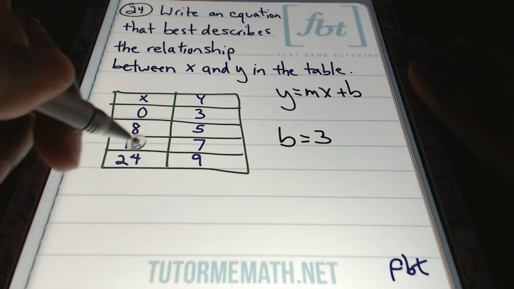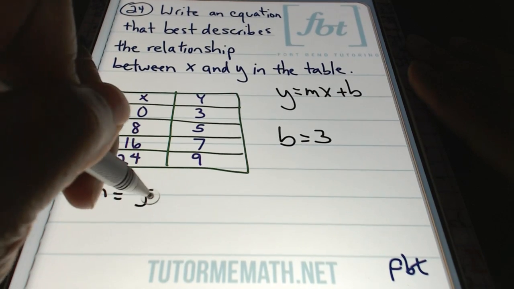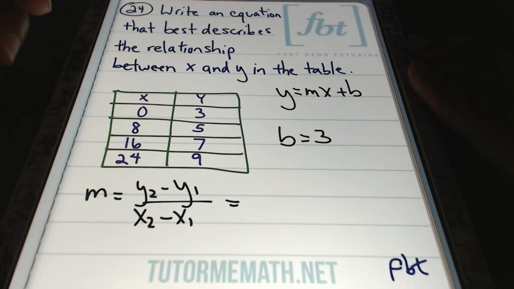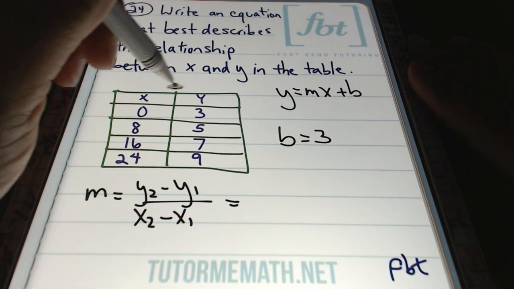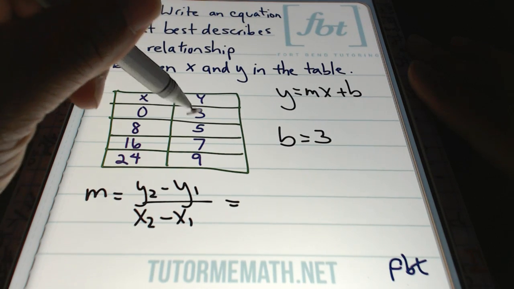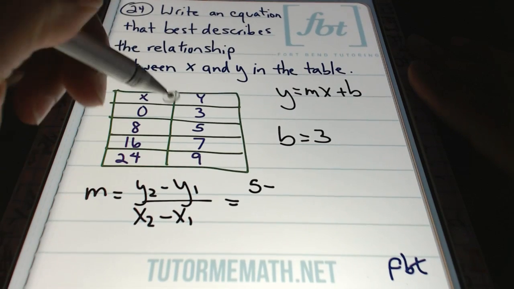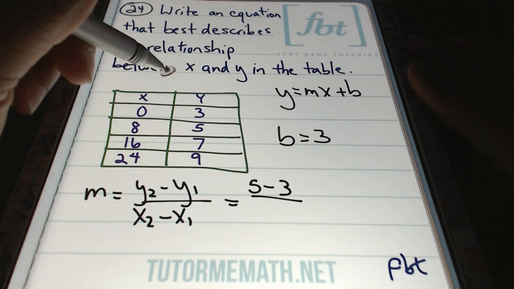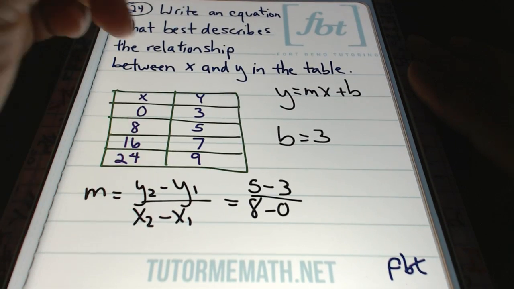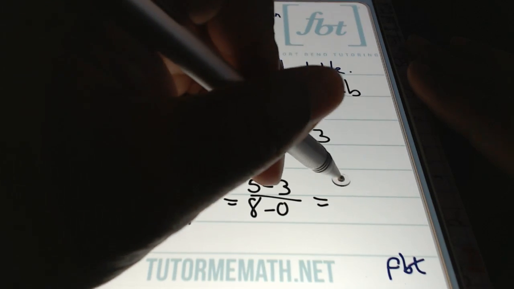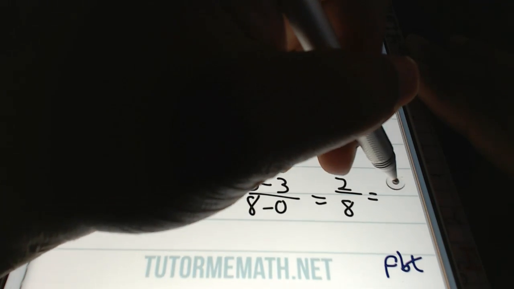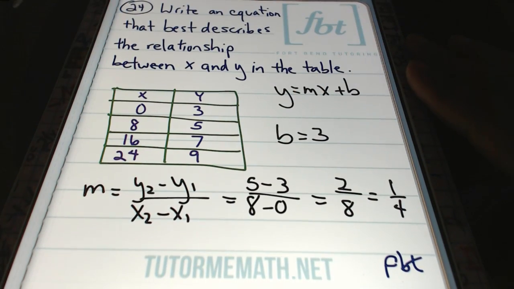So the slope formula is y2 minus y1 divided by x2 minus x1. Assuming that the first point I'm going to use is (0, 3) and the second point is (8, 5), let's plug in these values. The second y value is 5, minus the first y value, which is 3, divided by my x2 value, which is 8, minus my x1 value, which happens to be 0. Simplifying, you'll have 5 minus 3, which is 2, divided by 8, and simplifying by 2, we end up with a slope of 1/4.